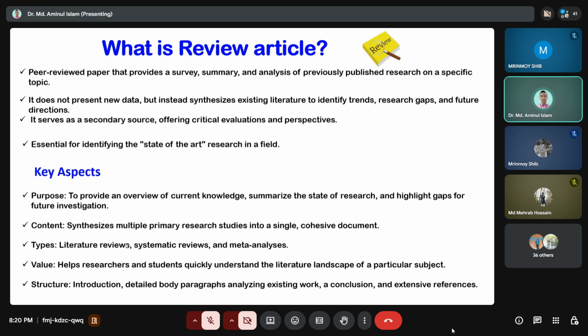Then the content synthesizes multiple primary research studies into a single cohesive document. And types, I will discuss later about the types of review articles. And the structure varies depending on the field.